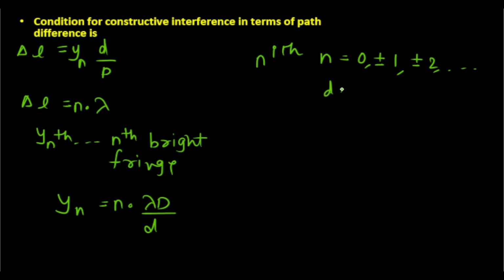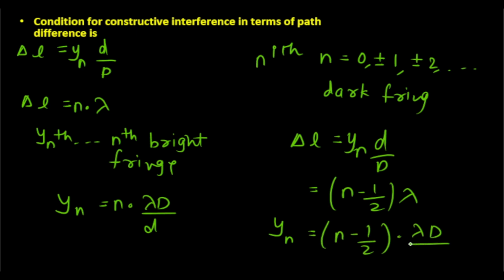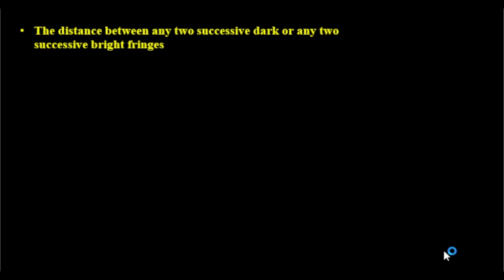Similarly, the position of the nth dark fringe. Change in L is equal to y d by D, equivalent to n minus 1 by 2 into lambda, which gives us y n is equal to n minus 1 by 2 into lambda D divided by d. So this is the formula of interference in terms of path difference.